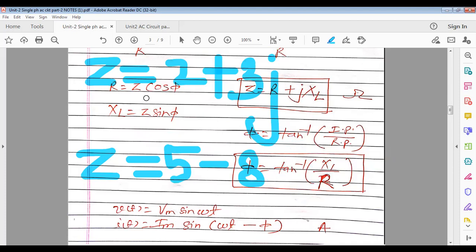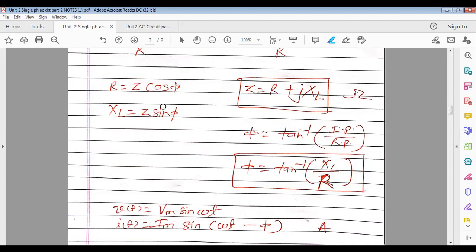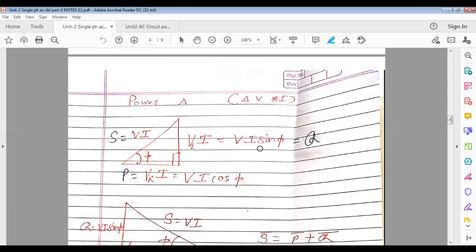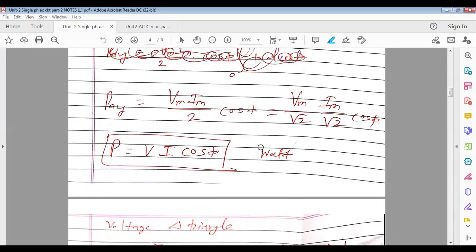If you find Z in its polar form, angle phi is positive, then it's a series RL. If the angle is negative, then it's a series RC. Sometimes in the numerical you have to identify this, they don't mention it. So these are the things using which you can identify whether it's a series RL or series RC. Got it? So this is about the impedance triangle. Next is the power triangle. Now, how will you get the power triangle?